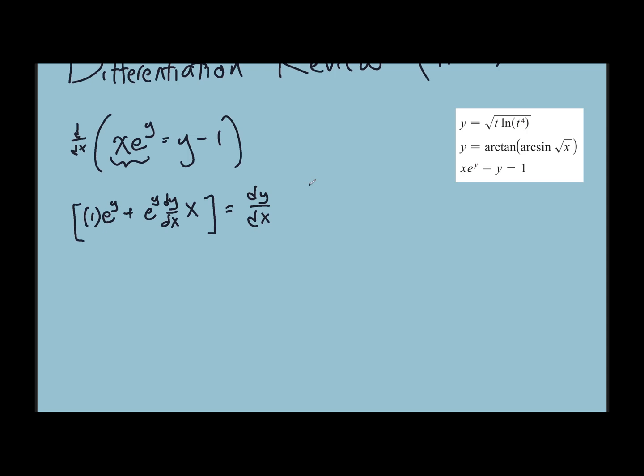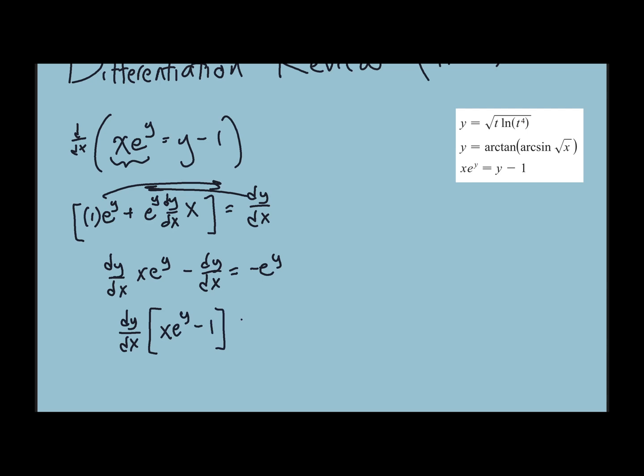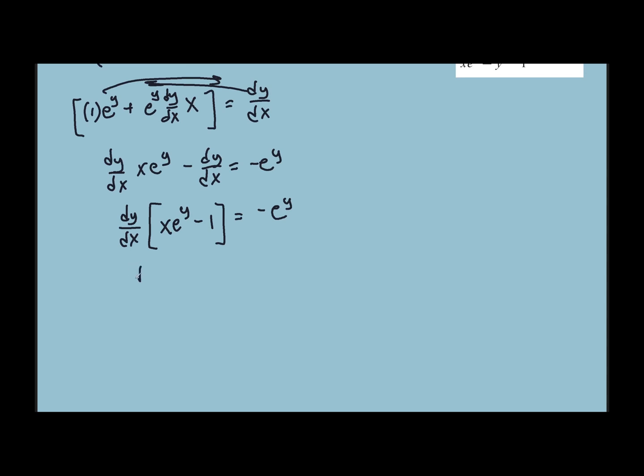So what can we do here? Let's move the dy/dx's to one side. So I think we get, let's write it as x e to the y dy/dx minus dy/dx equals negative e to the y. So I move this over here and I move this over here just to put those on the same side. And now we can factor it out like this. Minus 1 equals negative e to the y. Getting warmer. Now you can see, I'm sure, what we need to do is just divide.